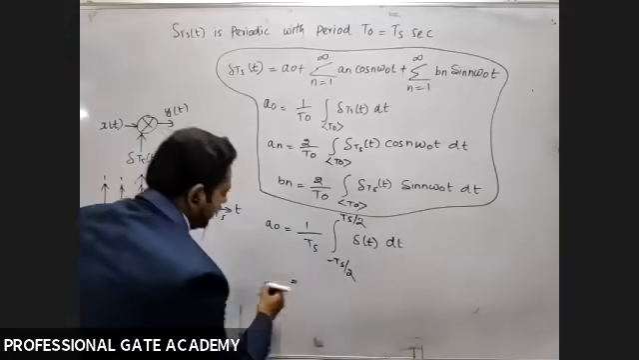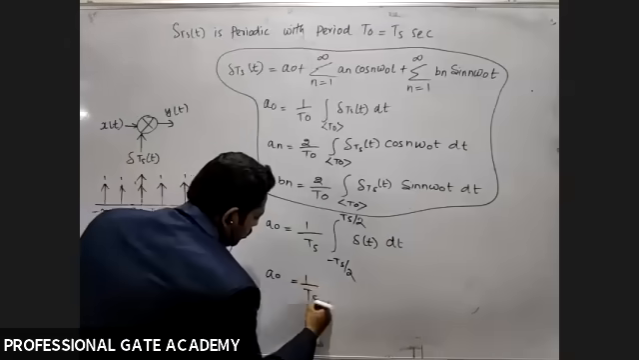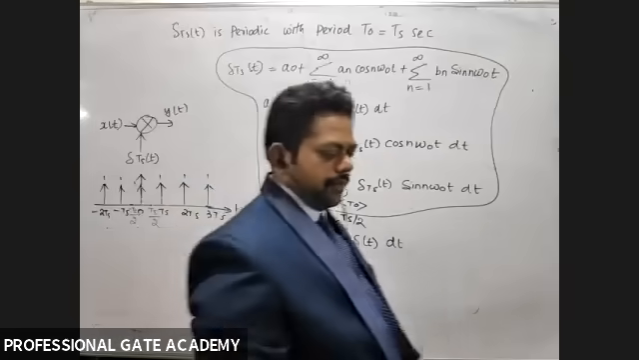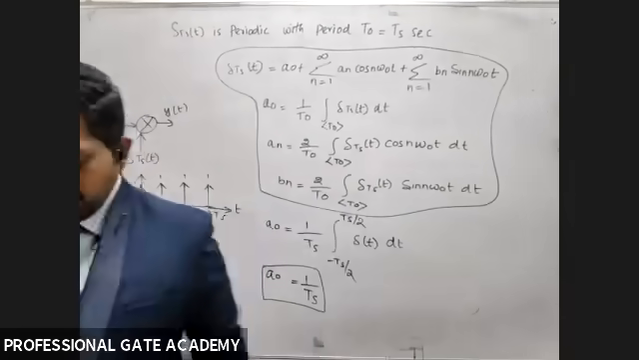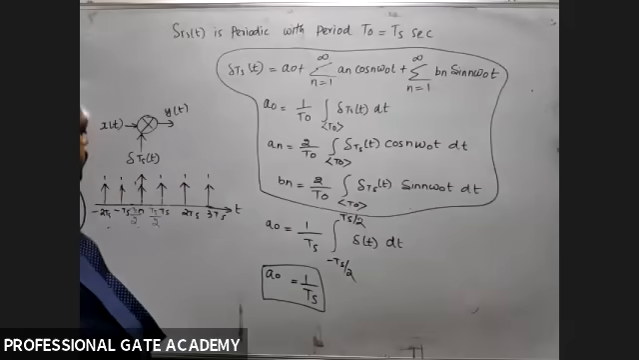So what is the value of a0? 1 by Ts. Very important. Take the a0 value as 1 by Ts.